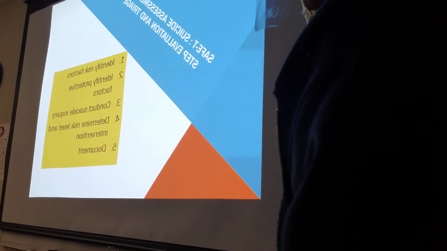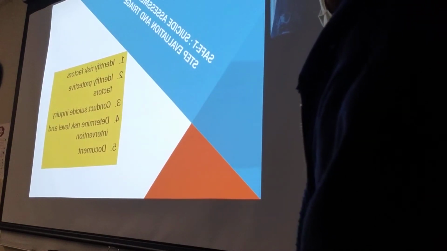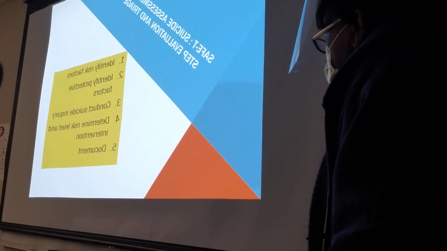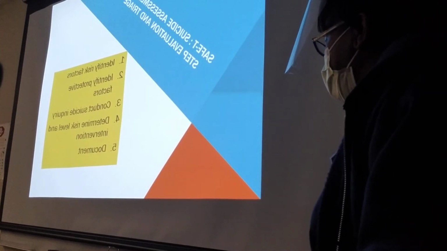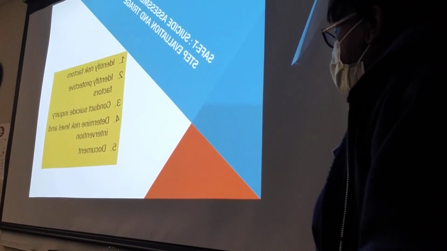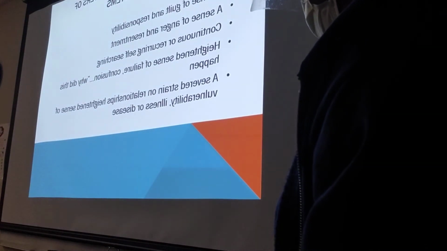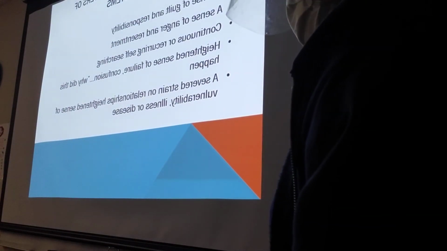All right. Safe-T is another little graph here that I want you to be familiar with in your suicide assessment. Step one, evaluation and triage: identify risk factors, identify protective factors, conduct suicide inquiry, determine risk level and intervention. Make sure that you document. You want to have that documentation done.